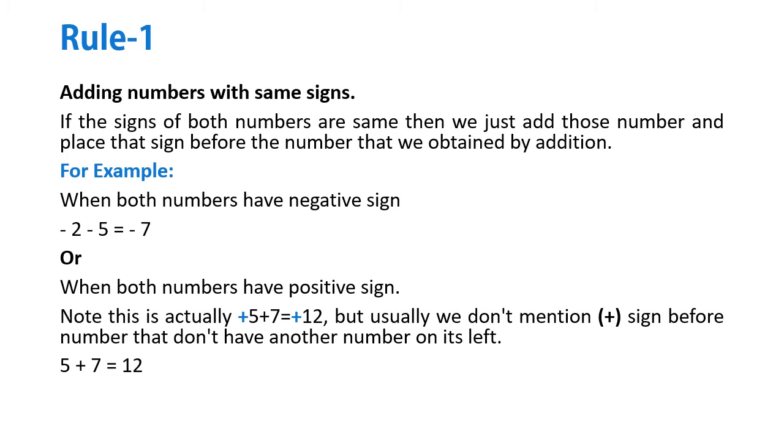Rule 1. Adding numbers with same signs. If the signs of both numbers are same, then we just add those numbers and place that sign before the number that we obtained by addition.